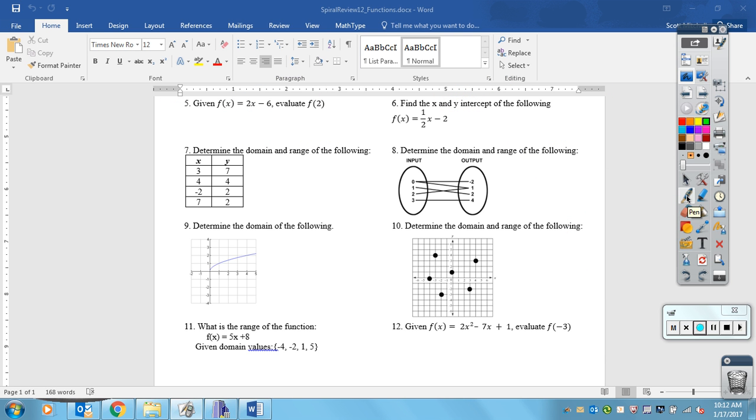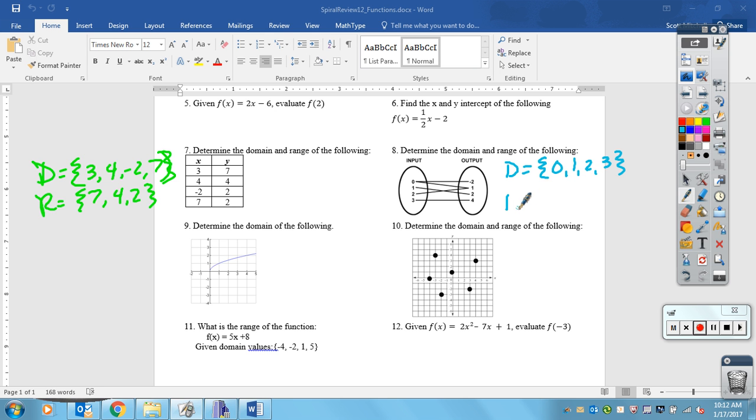For number 7, the domain and the range. The domain is just all of the x's. So it's 3, 4, negative 2, and 7. The range is 7, 4, and 2. We only list it once. Determine the domain and the range. Again, the domain is your input, which is 0, 1, 2, and 3. And the range is all of the possible outputs, which is negative 2, 1, 2, and 4. And it's that easy.